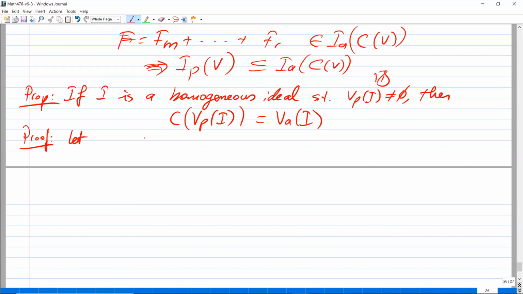So let's take a point A1, ..., A(n+1) from the left-hand side, the cone over VPI.